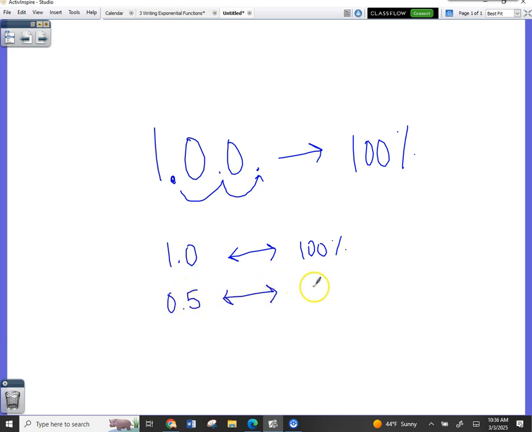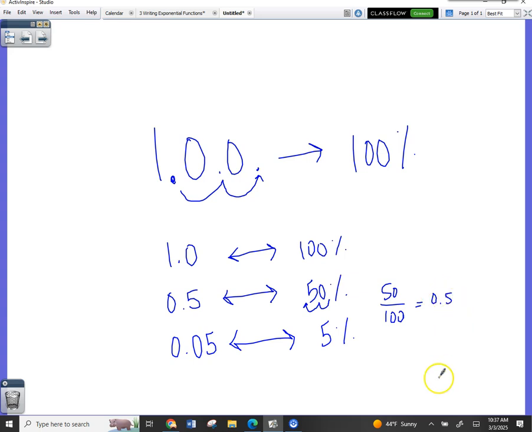0.5 is, careful, 50%. 0.05 is 5%. Right? Real quick, remember that? So you move the decimal to the left 2 times because you're dividing, you're saying 50 divided by 100 is 0.5. Over here, you're multiplying by 100. It depends on which direction you're going. Okay? If you're going to decimal, you divide by 100. If you're going to percent, you multiply by 100.